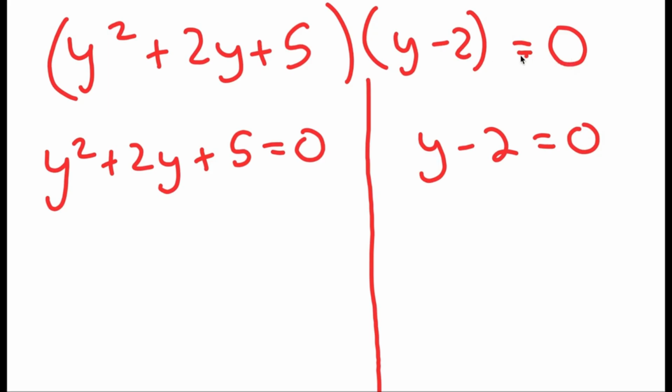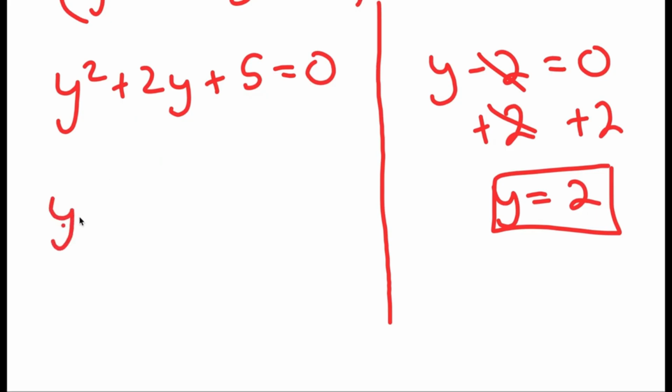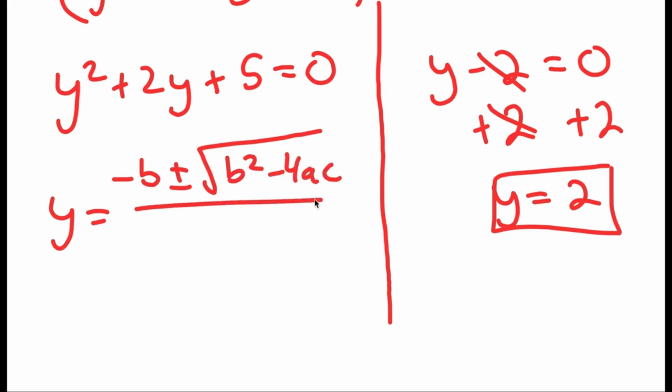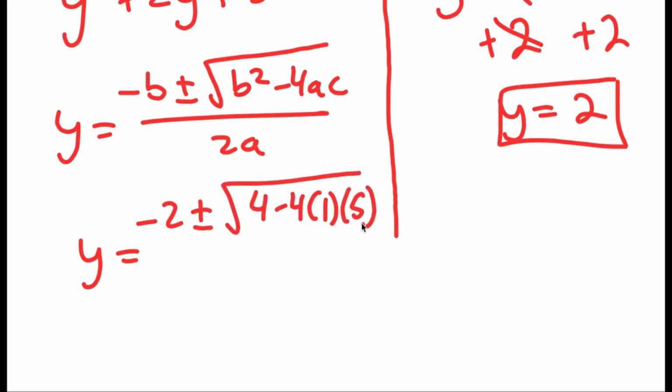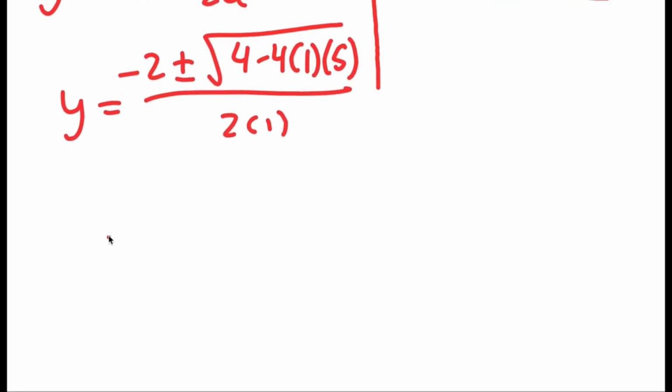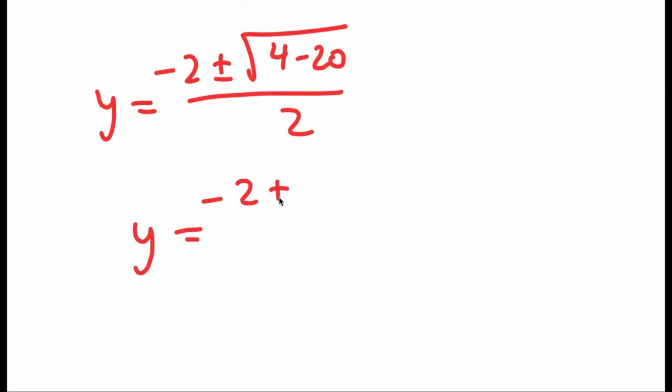So now for y minus 2 equals 0, I'm going to add 2 on both sides, so I get y is equal to 2. And for y squared plus 2y plus 5 equals 0, I'm going to use the quadratic formula, which is negative b plus or minus the square root of b squared minus 4ac all over 2a. So I get y equals negative 2 plus or minus the square root of 2 squared, which is 4, minus 4 times 1 times 5 all over 2 times 1. And this turns into negative 2 plus or minus the square root of 4 minus 20 over 2, which is equal to negative 2 plus or minus the square root of negative 16 over 2.